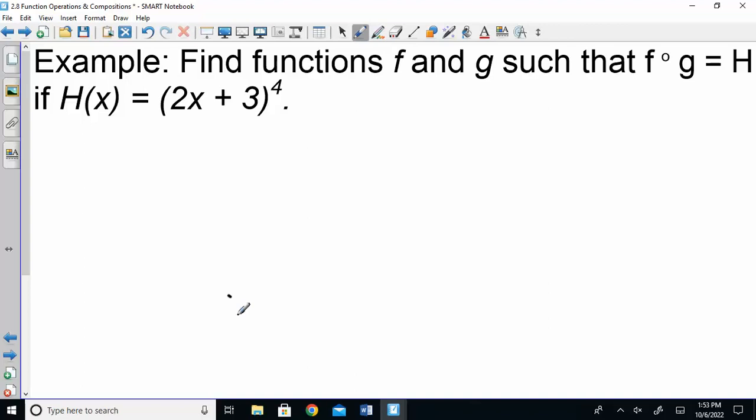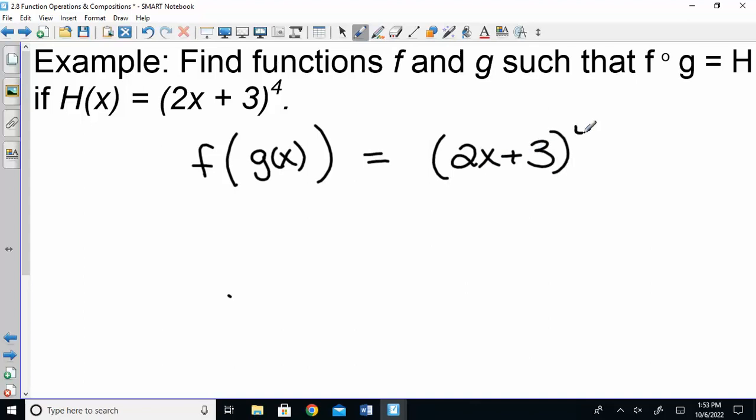Let's do this one. So I'm asking you to basically undo the composition. Find functions f and g such that f composed with g is equal to h, if h of x equals this. Okay, so what this is saying is f composed with g gave me this for an answer. I composed them and this is what I got. Can you take this back apart and tell me what my original functions were?